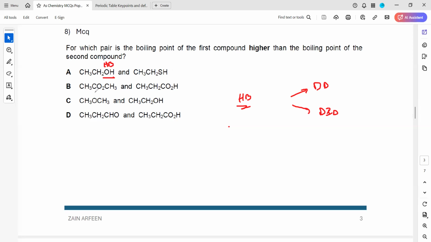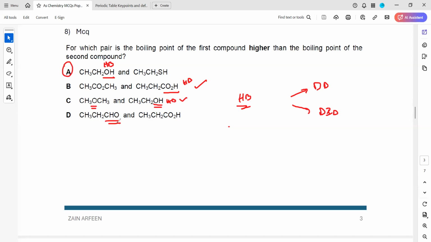What about this one? This is an ester, no hydrogen bond. This is a carboxylic acid, which is C double bonded with OH. So this will have a hydrogen bond, so this will have a high boiling point. Actually, A is the right answer, but why not B, C, or D? So when you compare, this is an ether, and here we have OH attached, so this will have a hydrogen bond, so this will have a high boiling point.